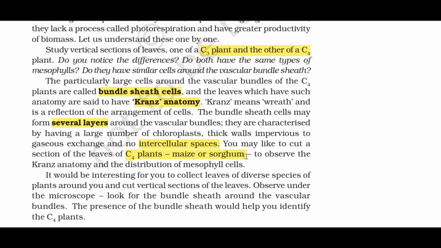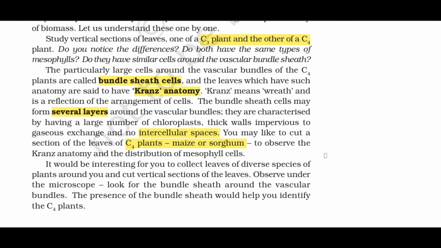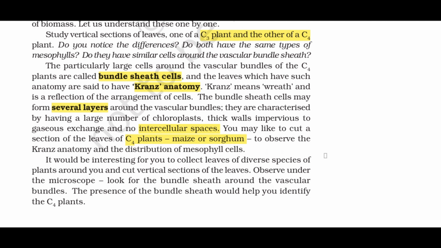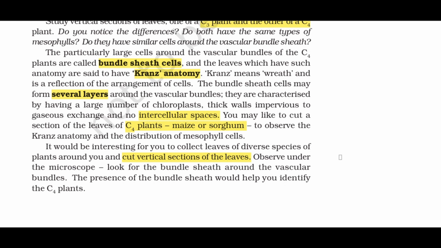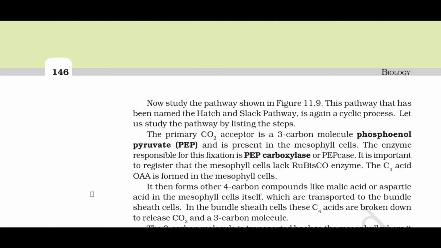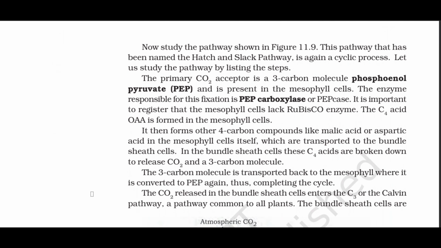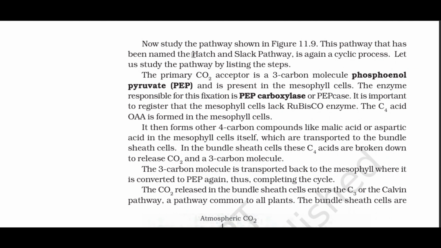It would be interesting for you to collect leaves of diverse species of plants around you and cut vertical sections of the leaves. Observe under the microscope, look for the bundle sheath around the vascular bundles. The presence of the bundle sheath would help you identify the C4 plants. Now study the pathway shown in figure 11.9. This pathway that has been named the Hatch and Slack pathway is again a cyclic process. Let us study the pathway by listing the steps.